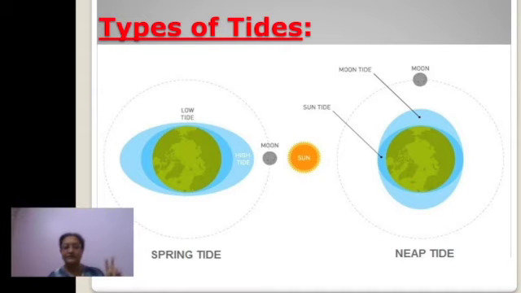On 2 days it happens. One is new moon day, the other is full moon day. Clear? And when does it happen? In one complete month, you'll find on the first day and the 15th day. In Hindi it is called Amavasya and Purnima. So on these 2 days you'll always find the spring tide is caused.